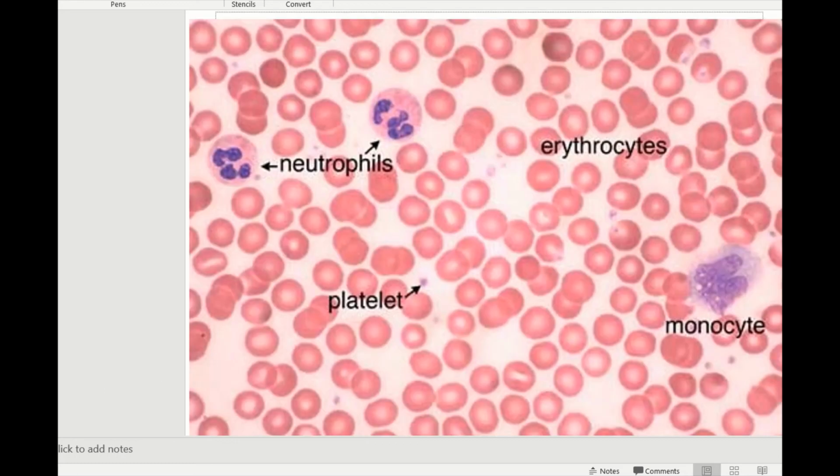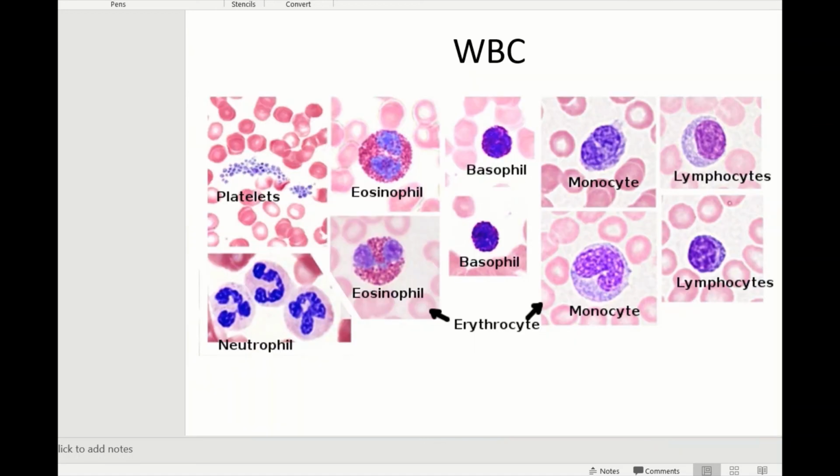So the next one is your blood. Blood has different types of cells. One of which we have mentioned here is your platelet. So what do platelets help with? Platelets help when you get a cut. Whatever is helping you to heal, that is your platelet. You have WBC. WBC again has different types of cells. That is, white blood cells are of different types.